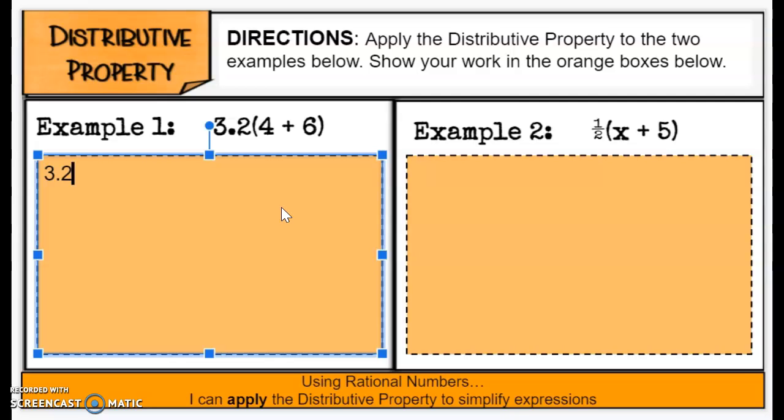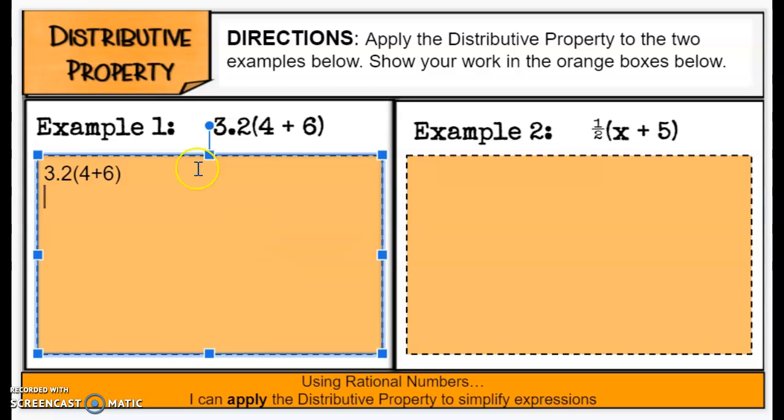So I have 3.2 times 4 plus 6. When you have a number next to a parentheses, you're multiplying that number to the terms within the parentheses. So now one way to do this is we can do 4 plus 6 and then solve that. For instance, let me show you. 3.2 times what's 4 plus 6 is 10. We can do it like this because this is what you guys are used to with order of operations. So then we would have 3.2 times 10, which equals 32. We could do it that way.